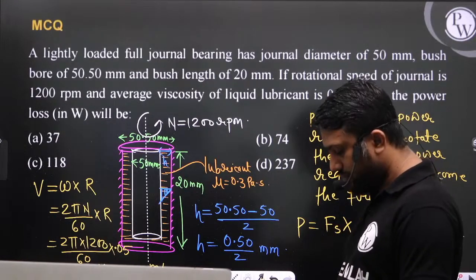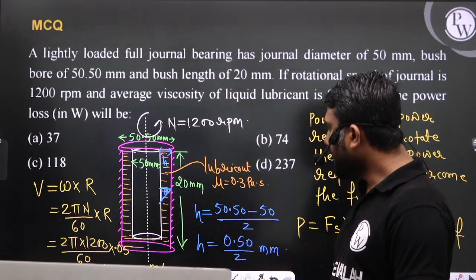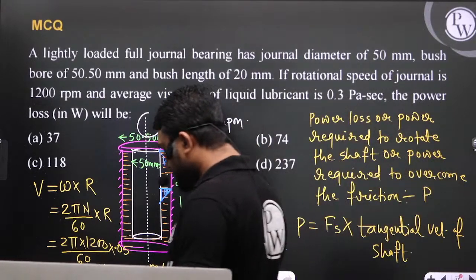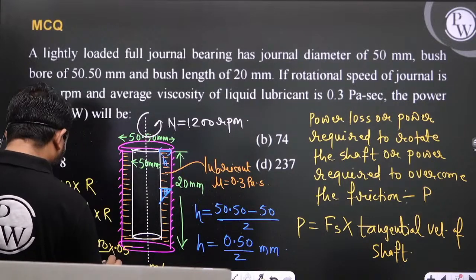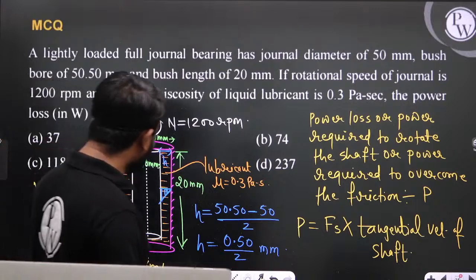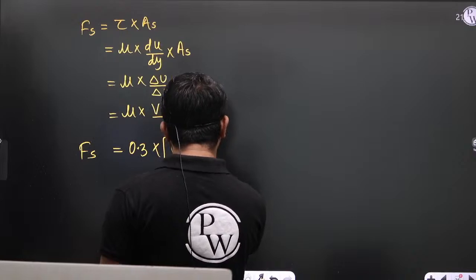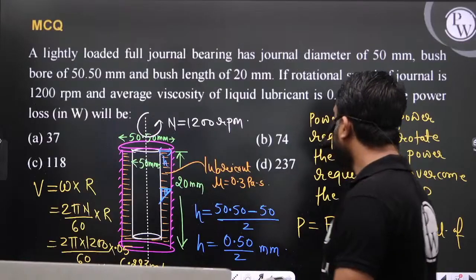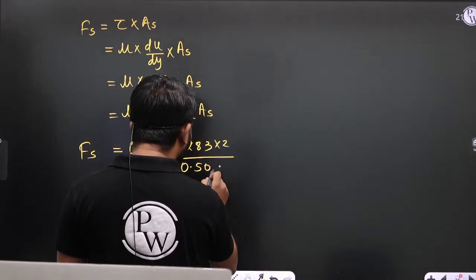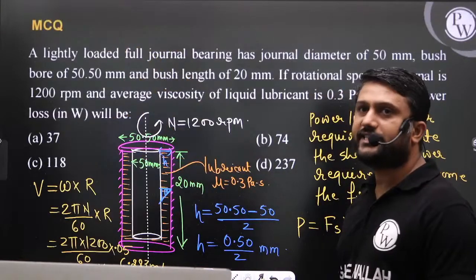So 2 pi into 1200 into 0.05 divided by 60. So I think this is equal to 6.283 meter per second. Please check now. 6.283 divided by 0.50 by 2, that is 0.50 into 2 into 10 to the power minus 3, into area. Which area? Shear area.